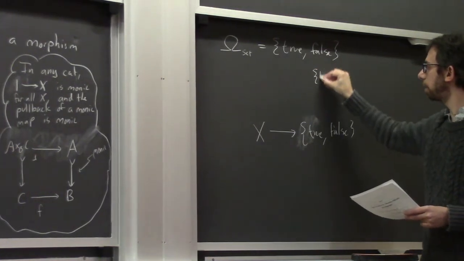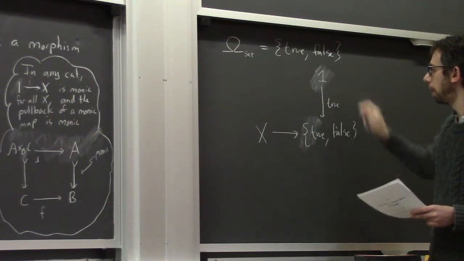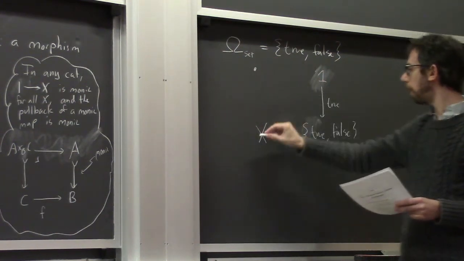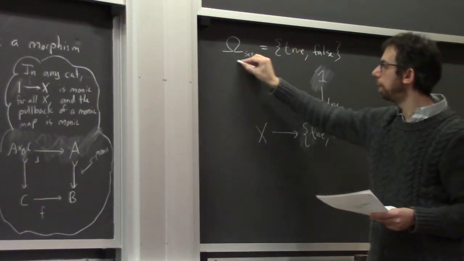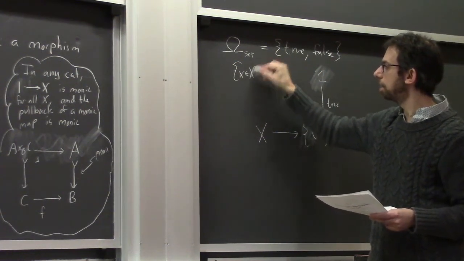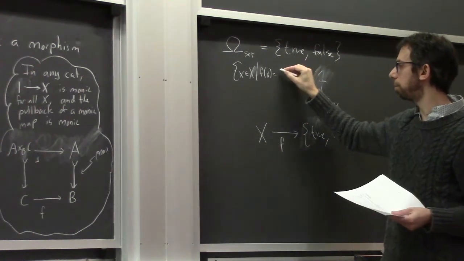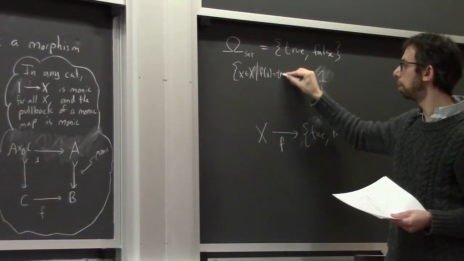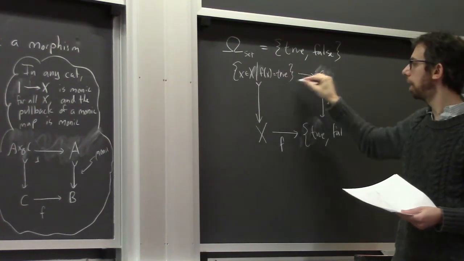Well, I can look at the subset true. The one element set maps into here by picking out true. And I can take the pullback. So if I have some map from x to true-false, I can take the pullback of true, and that's the set of x in X such that f of x as an element of Booleans is true. And that's always a subobject. That's a pullback.